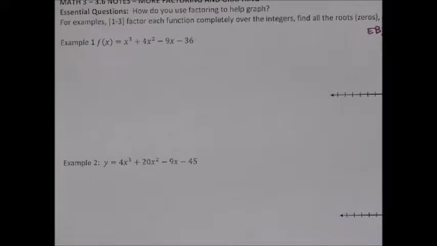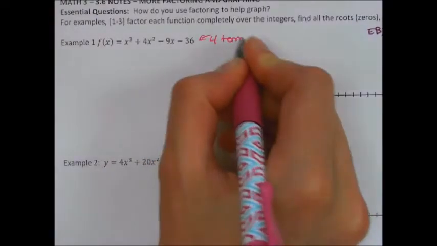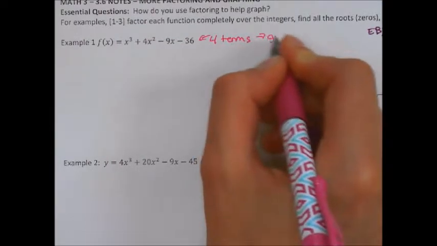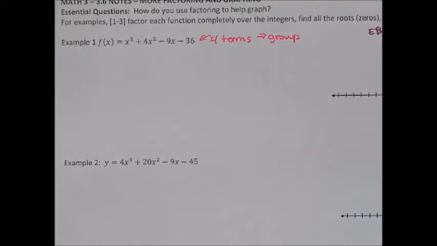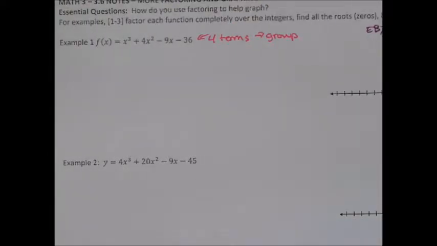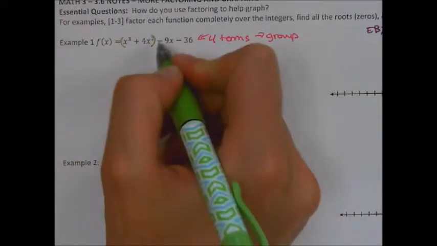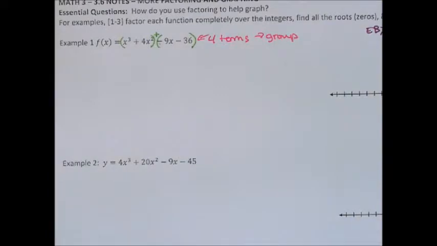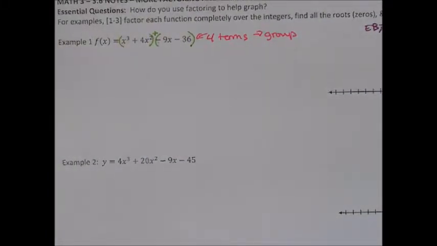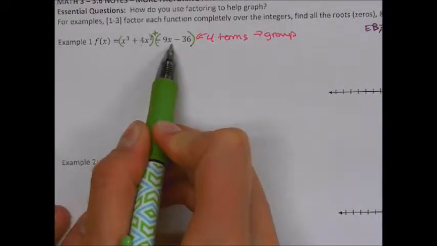The first thing we need to do is factor. I notice there's 4 terms, so we are going to be grouping. Go ahead and group the first 2. Remember, when there's a minus, we put a plus in the middle and put the minus with the number. Step 1, group. Group the first 2, group the next 2. Step 2, find the GCF of your groups.